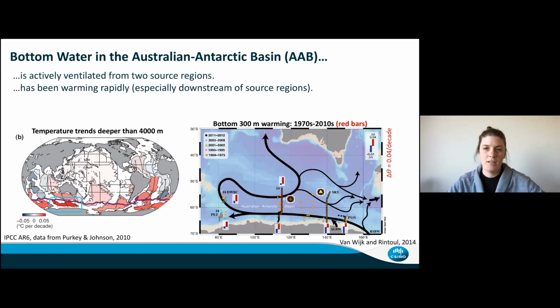But it's also been changing over the past several decades. And this is based on repeat hydrography sections. So maybe once every couple years or even once every 10 years, these measurements are made. And you see in the figure on the left that the Australian Antarctic Basin outlined in blue there is one of the reddest spots in the world. So it's warming the fastest for waters deeper than 4,000 meters. And then on the right, you see these little red bars that get progressively larger, meaning more warming seen in the bottom 300 meters as you go around the pathway of bottom water.